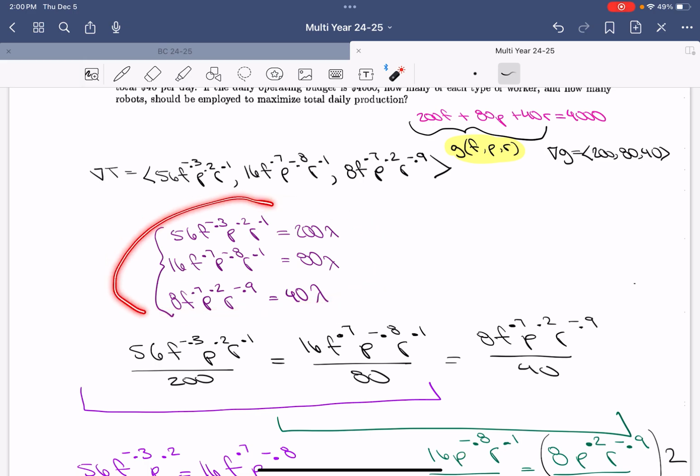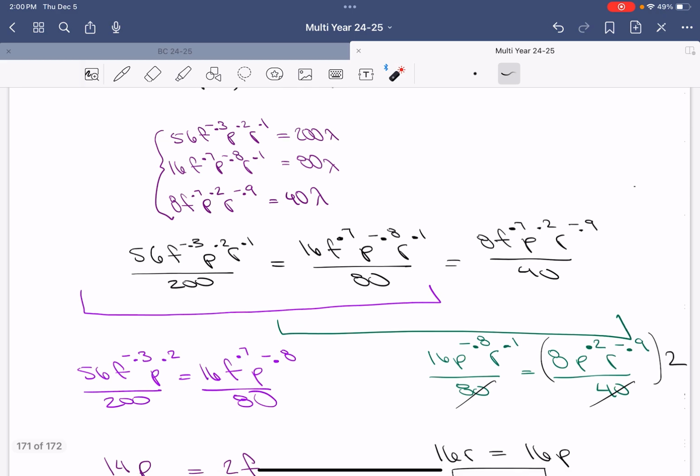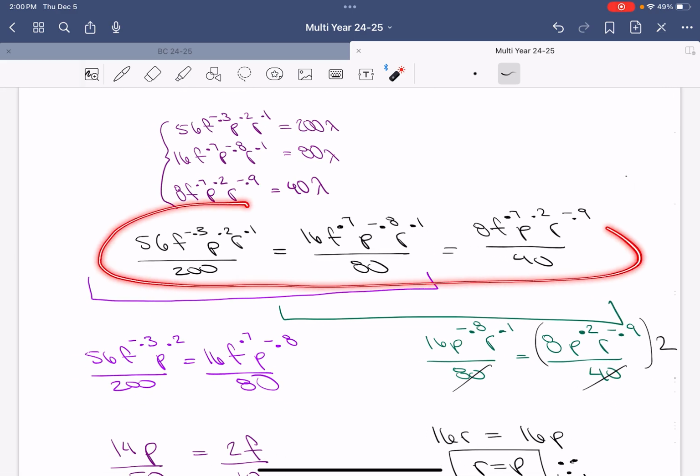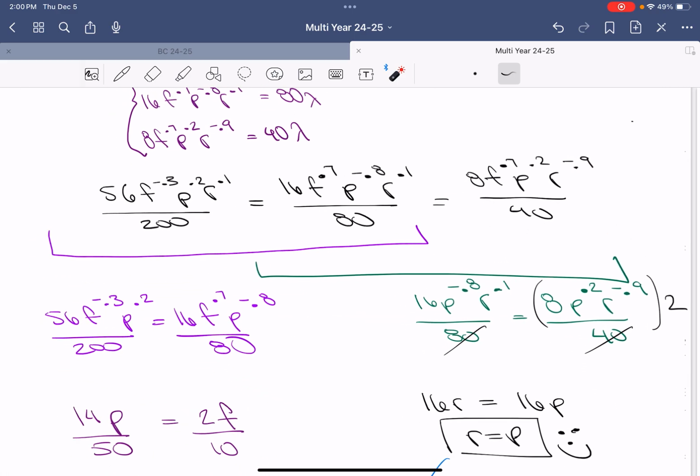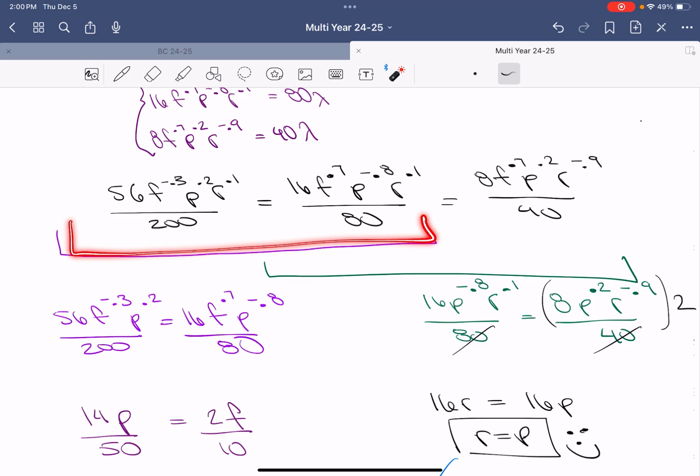Now, when I looked at this, I don't know what you thought, but the first thing I thought to myself was, let's just set lambda equal to each other. And when lambda equals everything, I get this. And then I created two different equations. So I equated these two, and I get this.